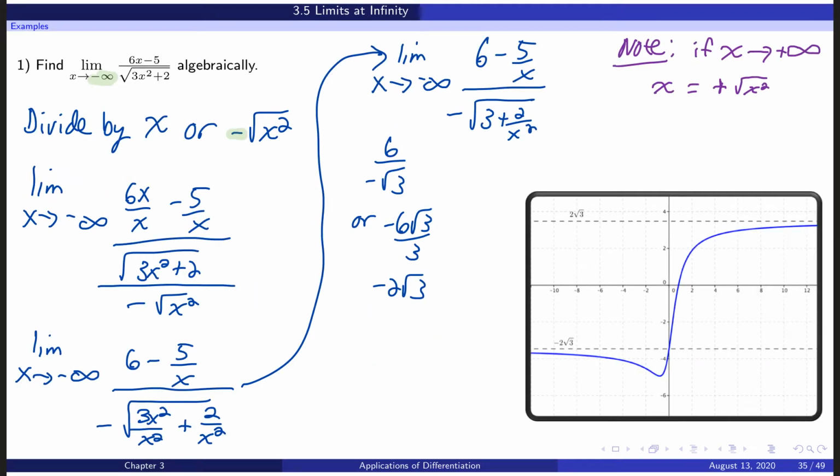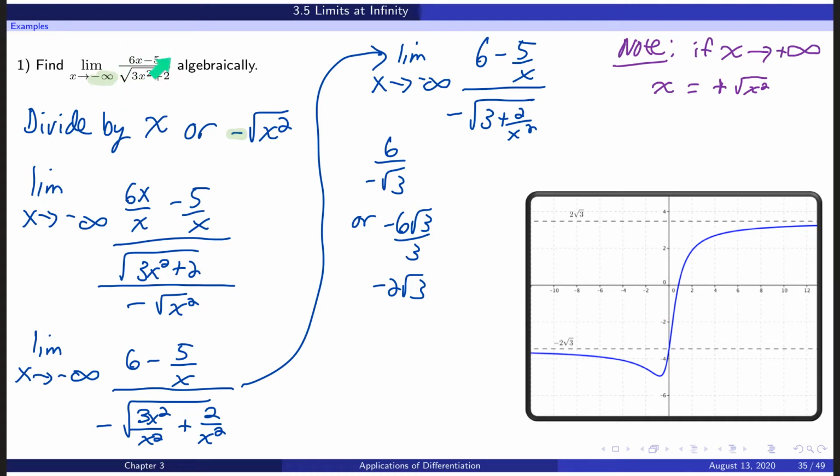So the next case is going to use that idea of dividing by the largest degree again, but this is kind of a unique situation. The degree in the top is first, and the degree in the bottom is also first because you have an x squared, but it's under a square root, so the square root of x squared is x. So how do we test this one?